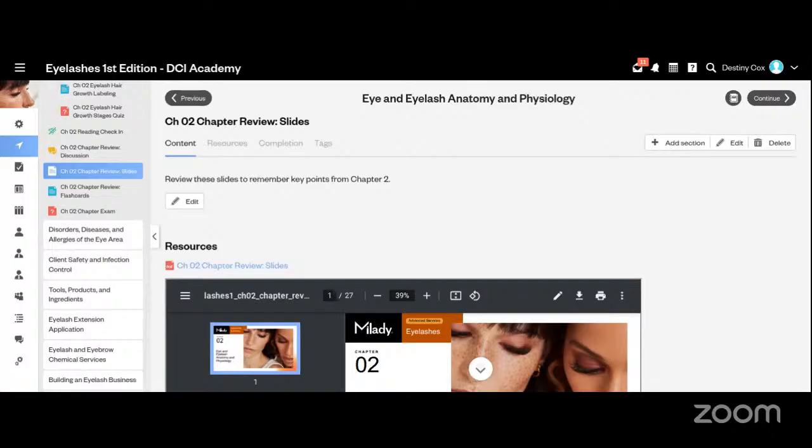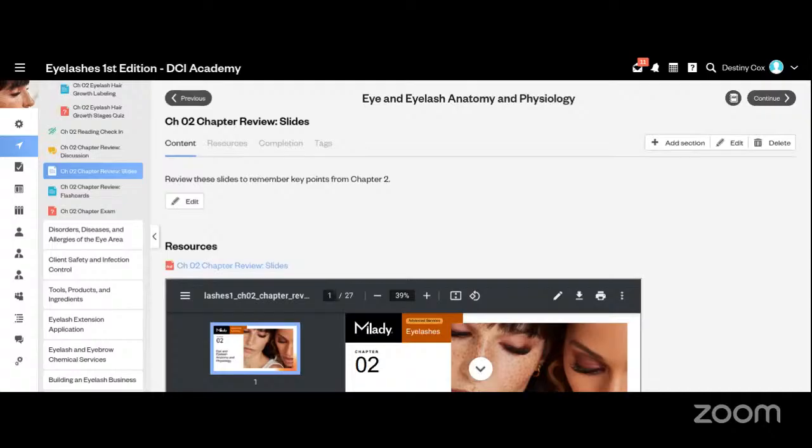Also, let me talk about your reviews and your study mechanisms when it comes to this course. All of your check-in questions are considered state board prep questions. All of your terms are going to be terms of reference as you prepare for state board as well.